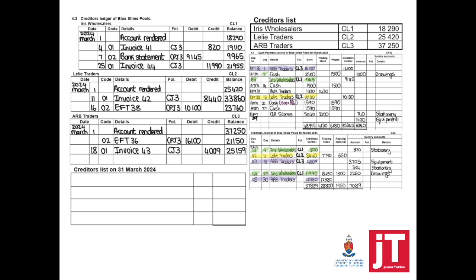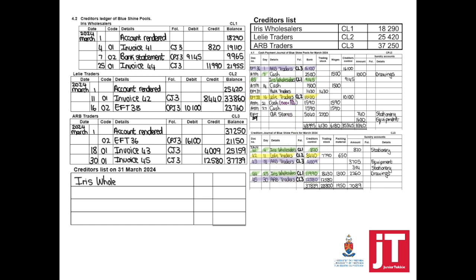Then on day 30, invoice number 45 from the creditors journal, the amount that we've purchased on credit, 12,580. My new balance is 37,739. Now you can see that everything has been posted to the individual's account.